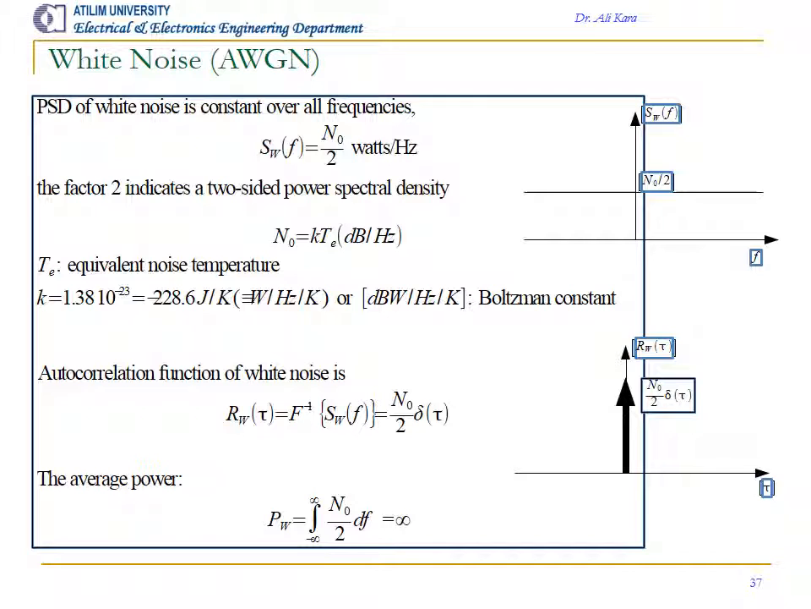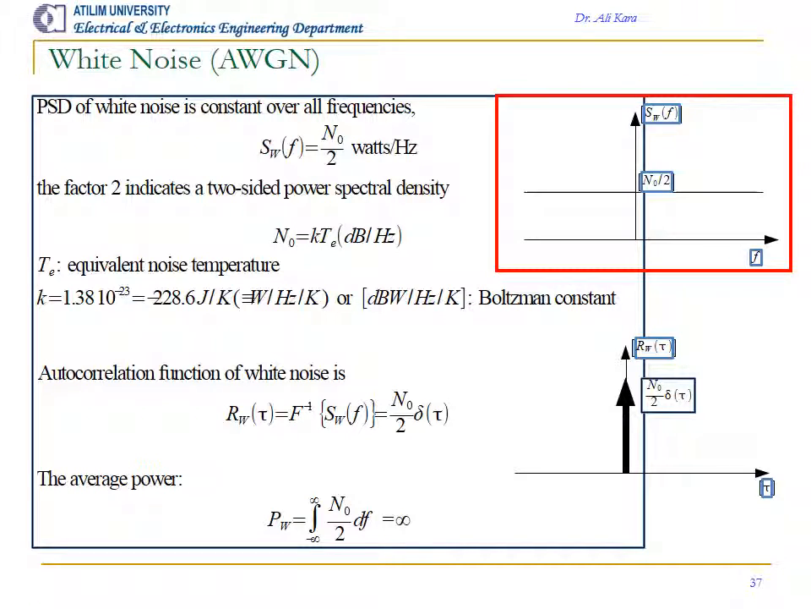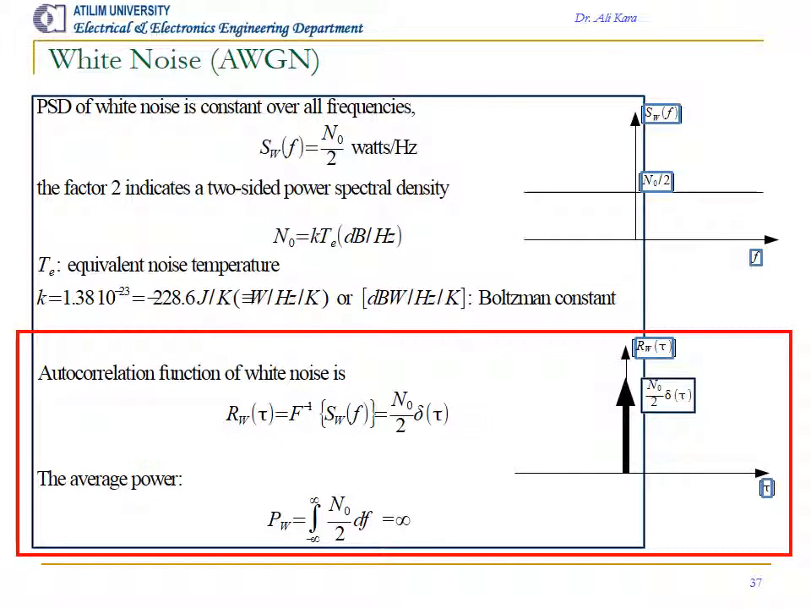White noise, AWGN. The PSD of white noise is constant over all frequencies, that is, Sw of f is equal to N0 over 2 watts per hertz. The factor 2 indicates a two-sided power spectral density. N0 is equal to K times Te, in dB per hertz, where Te is the equivalent noise temperature, and K is the Boltzmann constant, which is equal to 1.38 times 10 to the power minus 23. The graph of Sw of f is given here. The autocorrelation function of white noise is Rw of tau, which is equal to N0 over 2 times the Dirac delta of tau. The average power is found to be infinity.